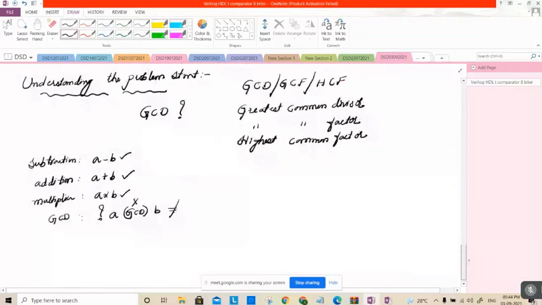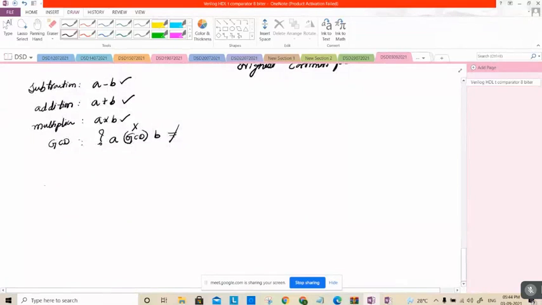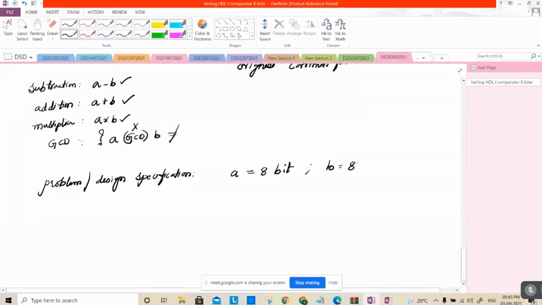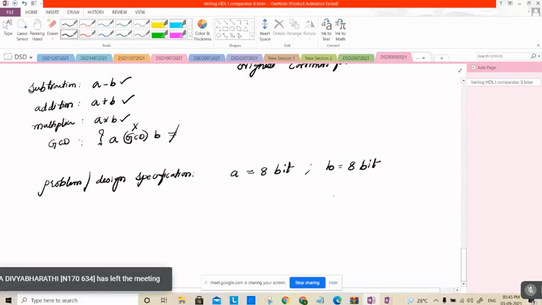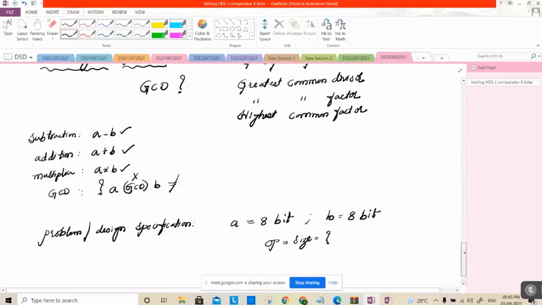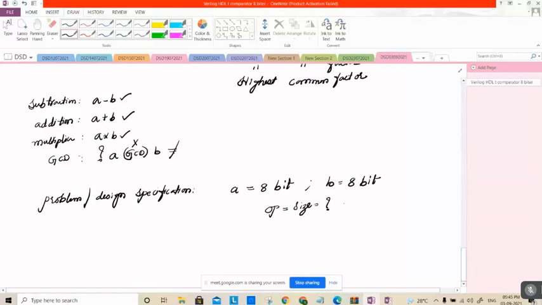Before that, let me clarify the problem specifications, the design specifications. Two unsigned numbers: I'll take A as an 8-bit number and B as an 8-bit number. Now the size of the output you may calculate: it is less than or equal to 8, so it can be a maximum of 8 bits.